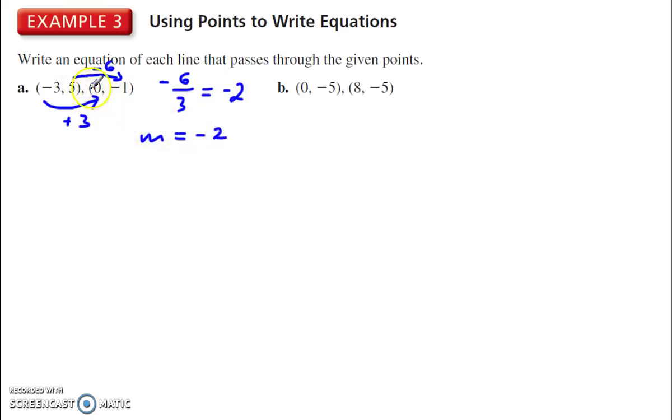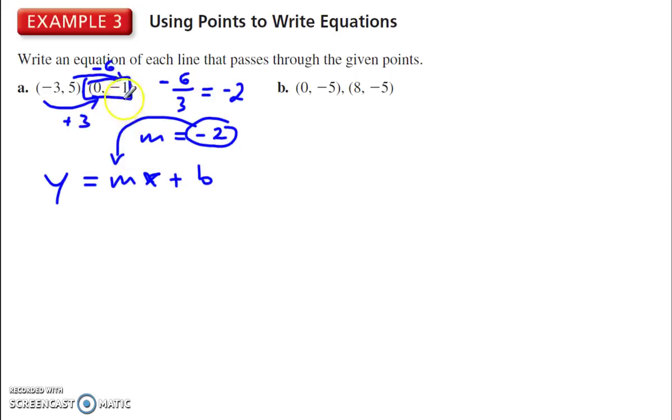Now they haven't given me a y-intercept. So I'm going to go to y equals mx plus b. Plug in what I do know. I don't know b, but I do know m. So I'm going to plug that in right here. And I also know y and x. I have two of those points. I just picked my favorite one. My favorite one is always the one using 0, because that makes a variable disappear.